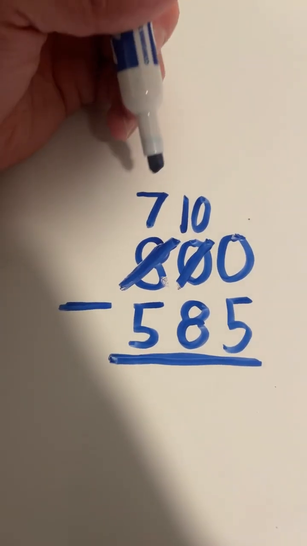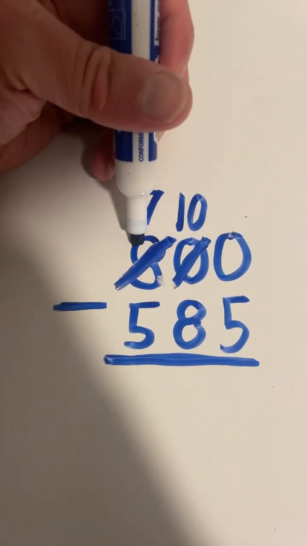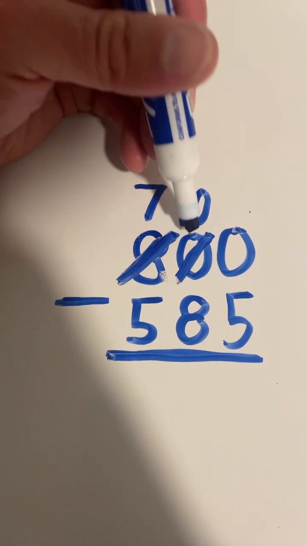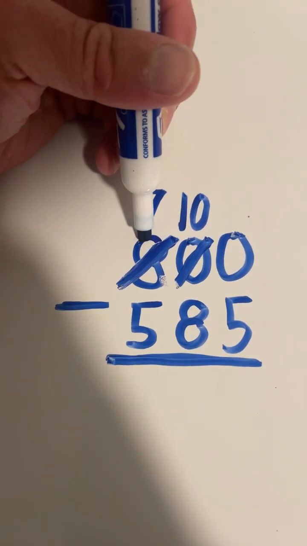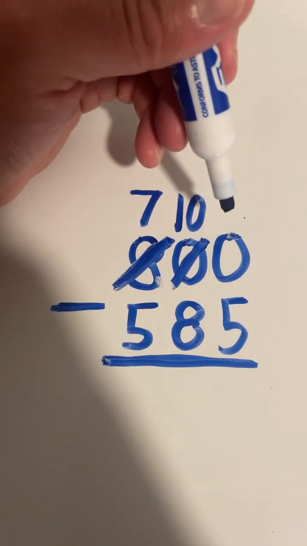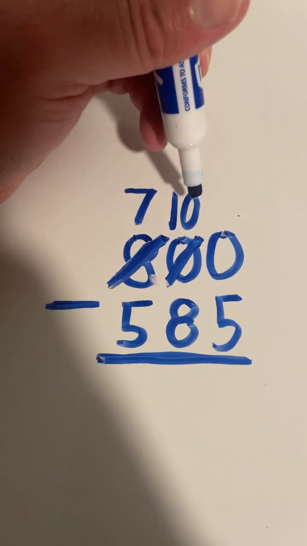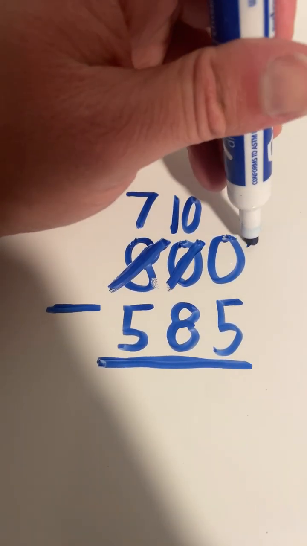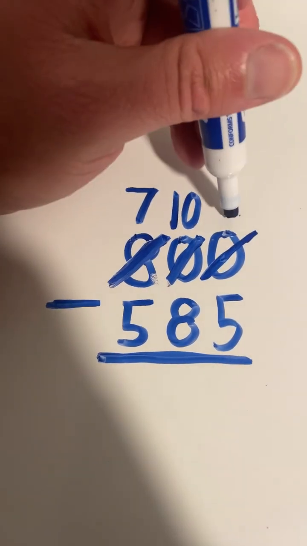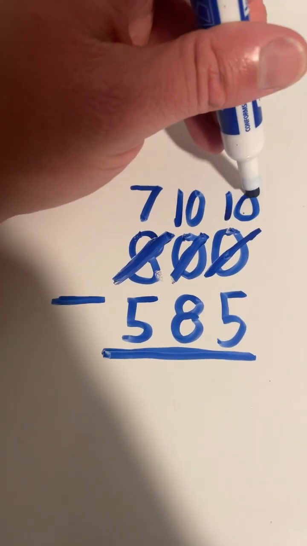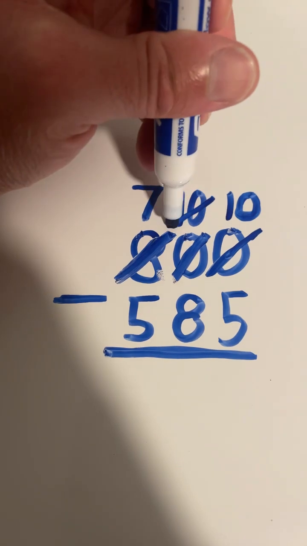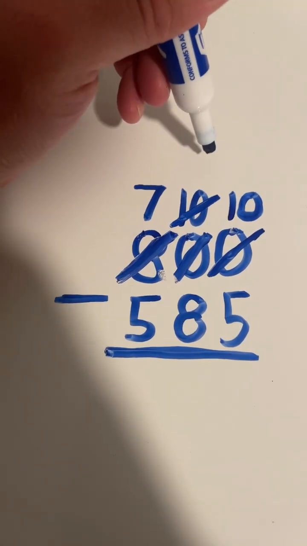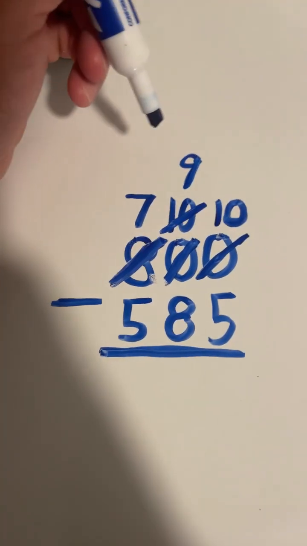All right. So I took a 10 from the hundreds place, added it to the tens place. The 0 becomes a 10. The 8 becomes a 7. So now I have to take a 10 from the tens place and add it to the ones place. So the 0 in the ones place is going to become a 10, and the 10 in the tens place is going to become a 9.